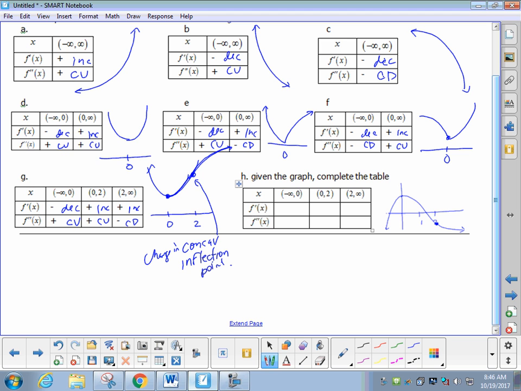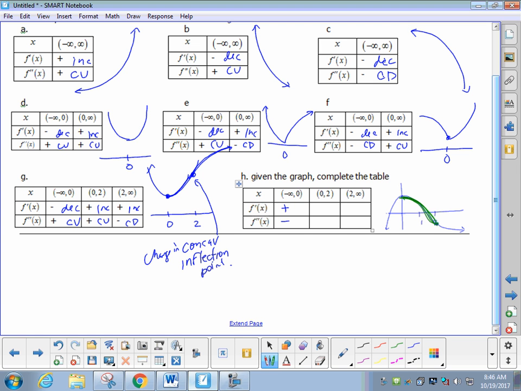We're cool? Okay, in the first section, up to 0, what's the sign of the first derivative? Positive because the function is increasing. What's the sign of the second derivative in that region? Negative because the curve is concave down. All right, from 0 to 2, that's in here. Oops, it's supposed to be like that.